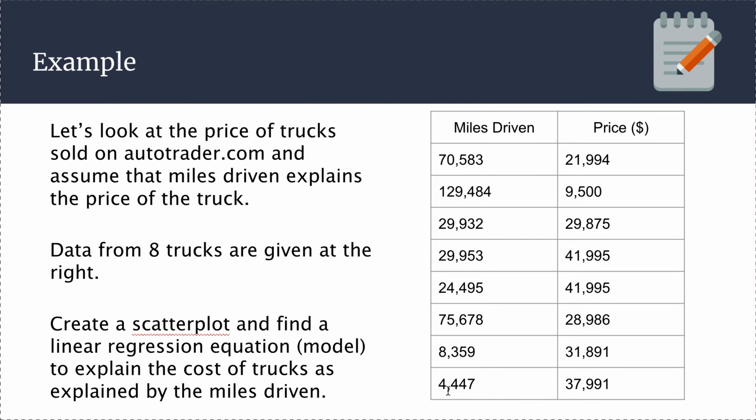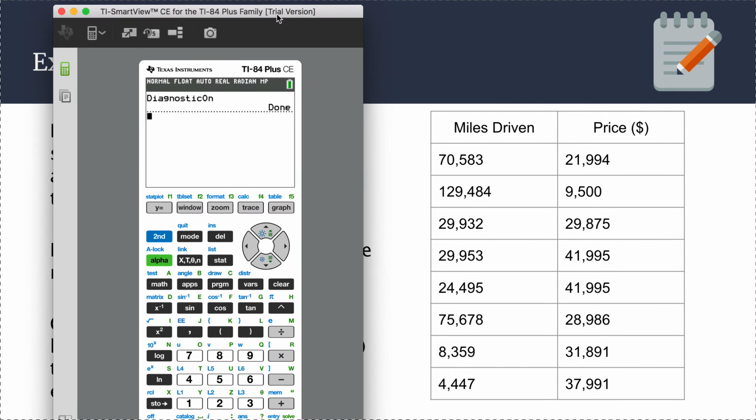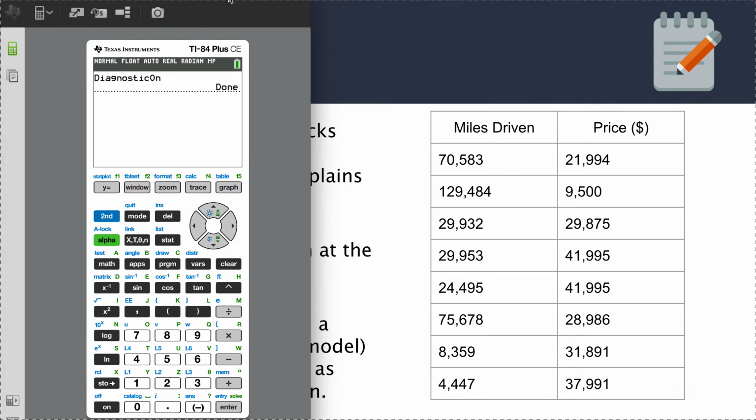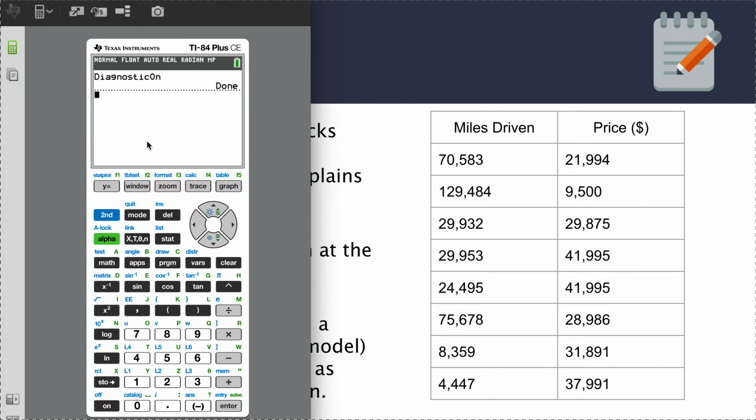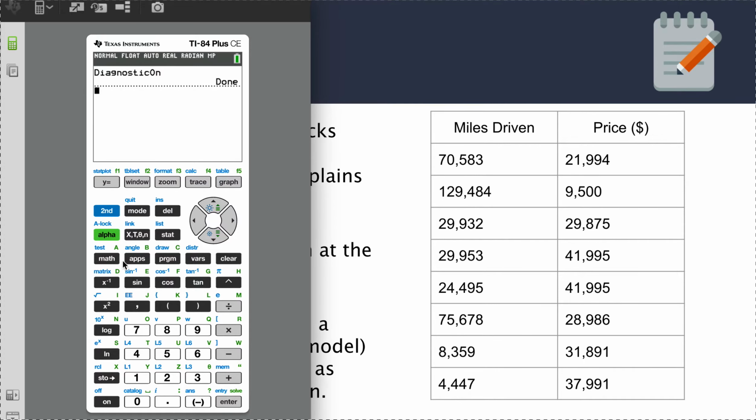Let's create a scatter plot and find a linear regression equation, a linear regression model to explain the cost of trucks as explained by the miles driven. All right. I'm going to pull up my calculator here. I'm going to walk through some calculator things. For those who have not watched my video yet, for the calculator, you do need to make sure that diagnostic is on for basically the rest of this course.